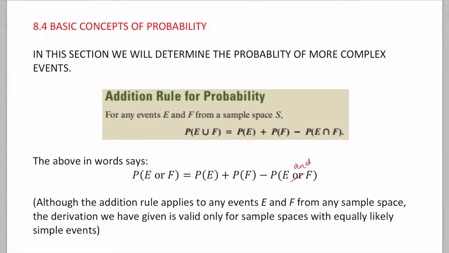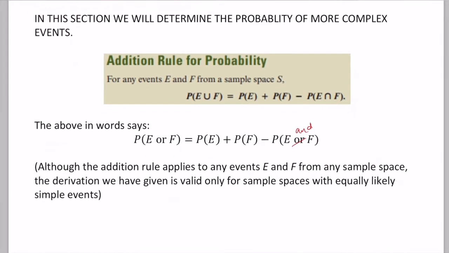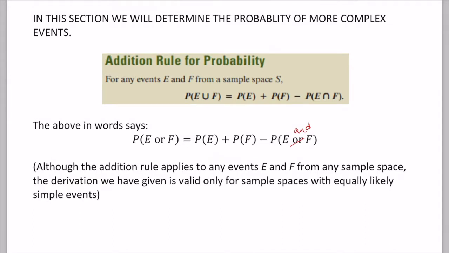8.4 Basic Concepts of Probability. In this section, we'll determine the probability of more complex events. I'm going to start with what is known as the addition rule for probability.